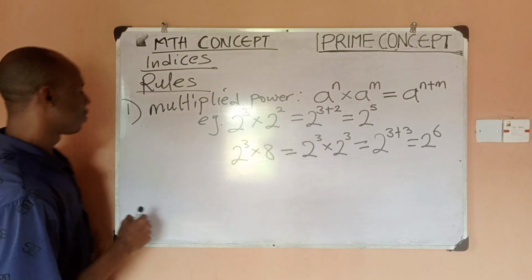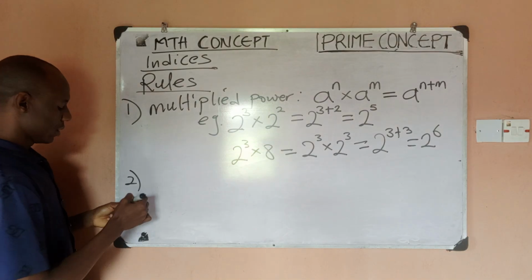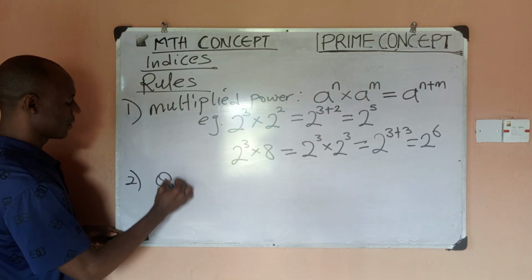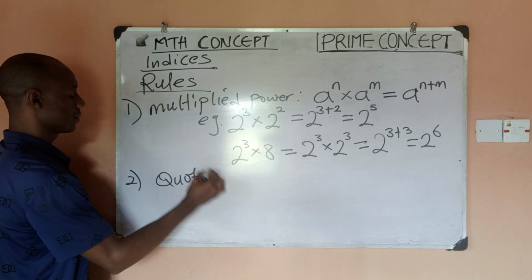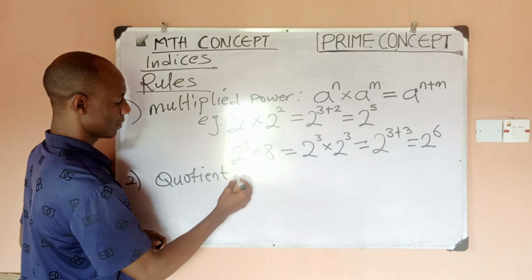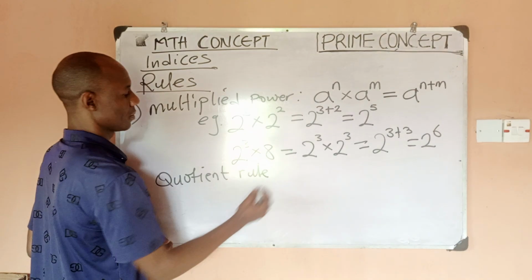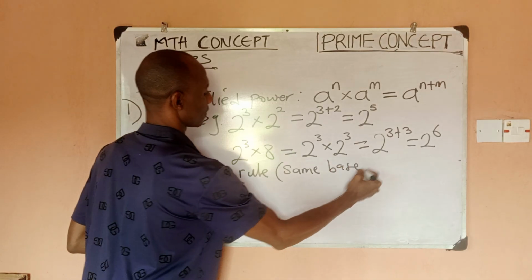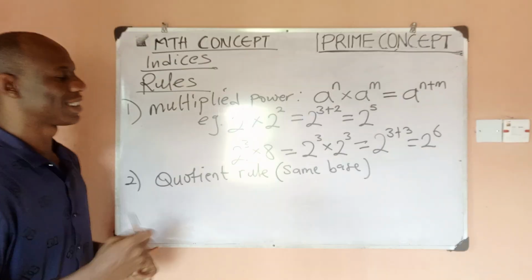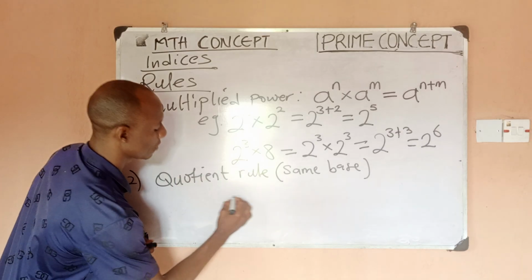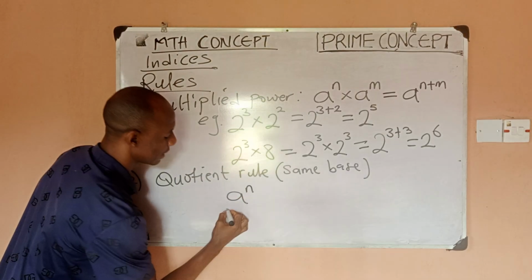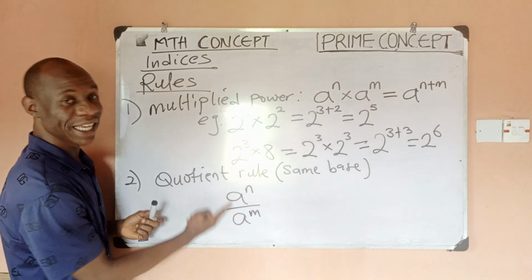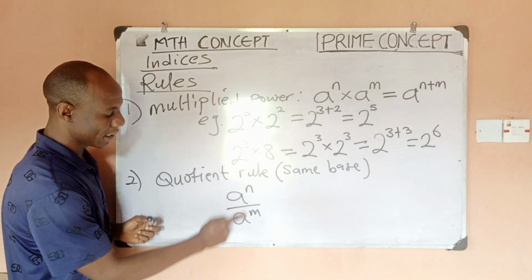So quickly, we want to look at rule 2. Rule 2, which is what we know as the quotient rule. So of course, with same base. We have quotient rule with same base. Now say we have a raised to power n divided by a raised to power m. Now you would still notice again that their bases are the same. So this is a, this is a.